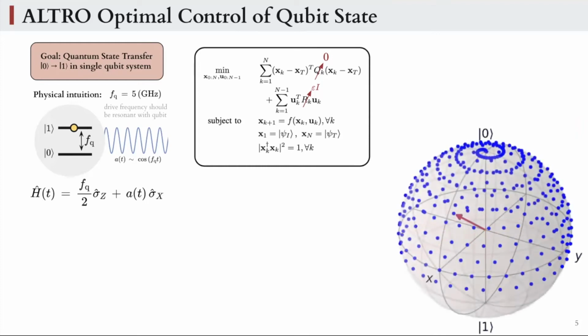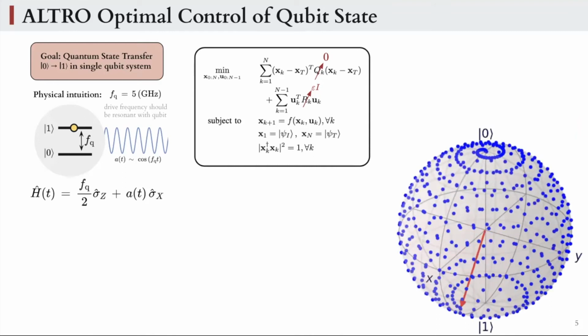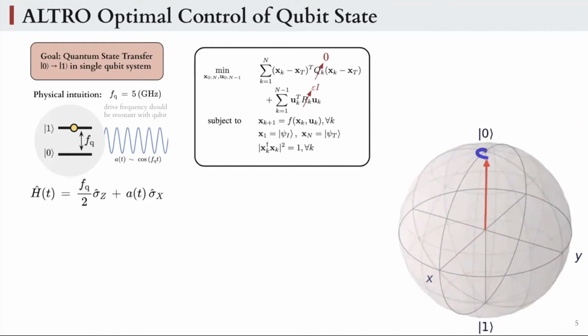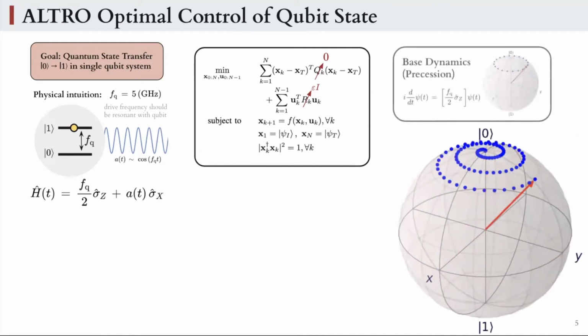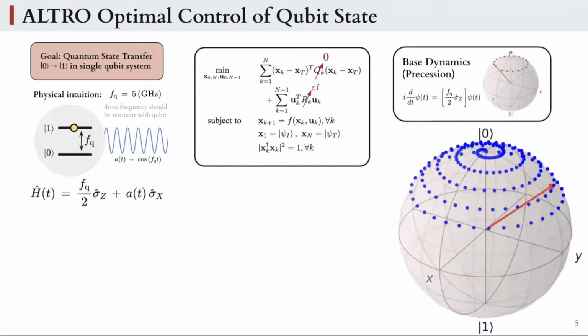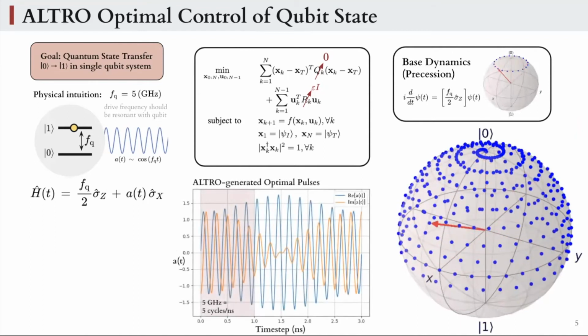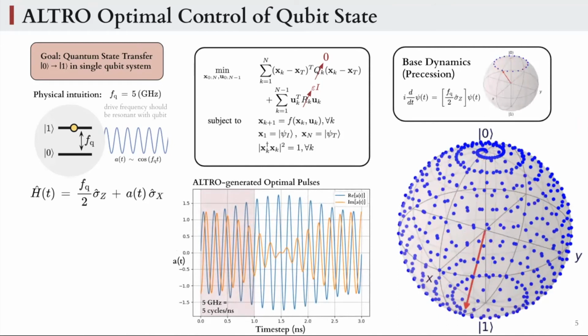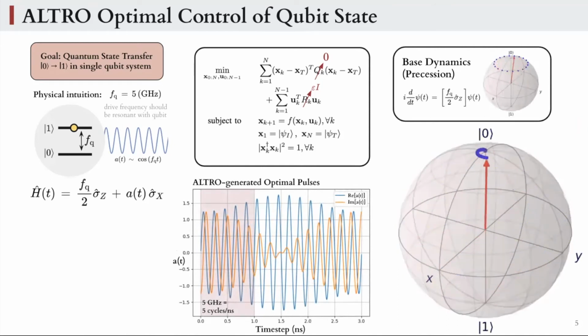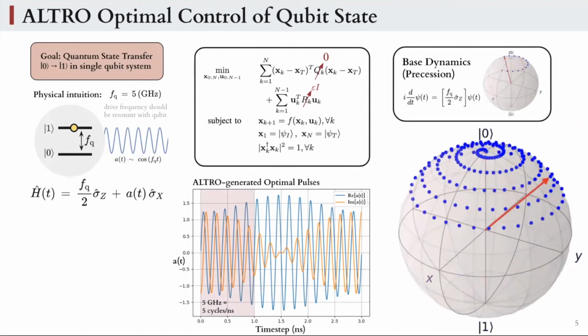If we look at the optimized trajectory produced by our solver, then we see that we indeed do go from 0 to 1. Moreover, we can explain the precession in this trajectory by considering the base dynamics of this system. Next, if we look at the ALTRO generated optimal pulses, we see that there is a dominant frequency component at 5 gigahertz, which is equal to the characteristic frequency of this qubit system and consistent with our physical intuition.